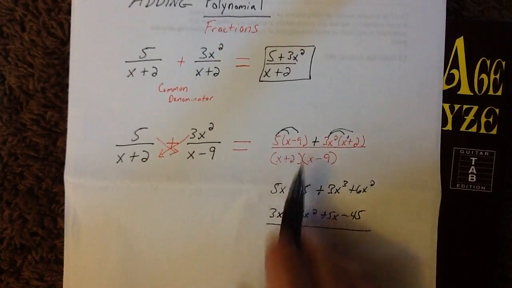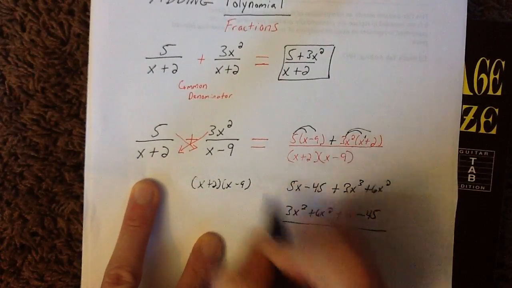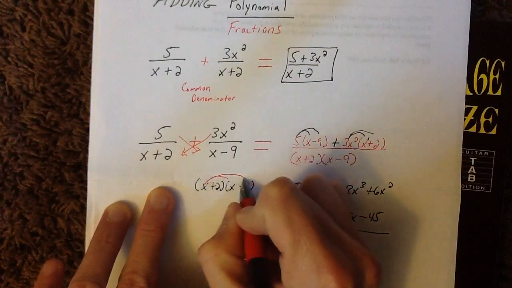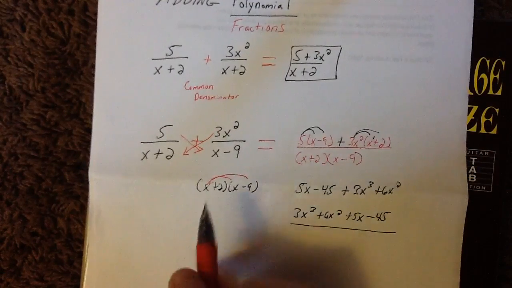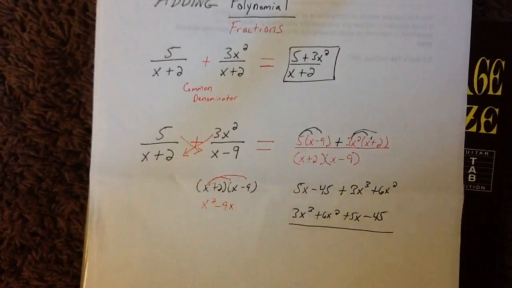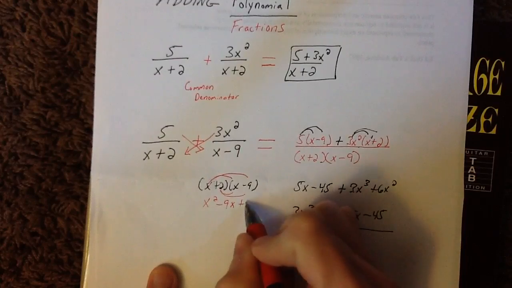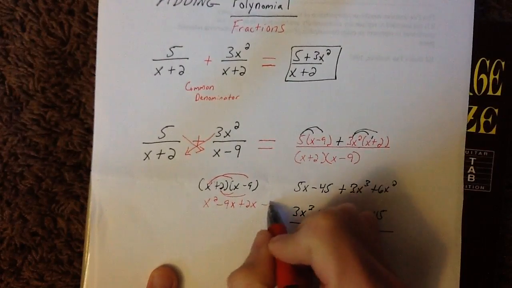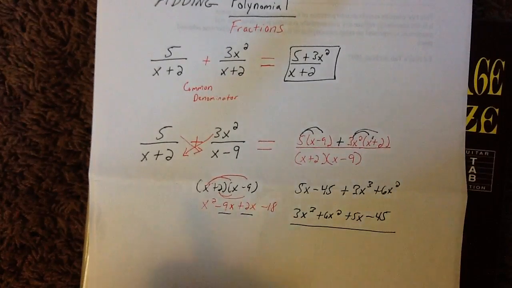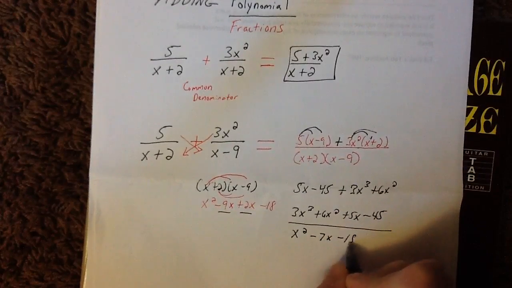Now I need to work on the denominator. I'm going to do that over here. This is the FOIL method. So I need to distribute the x to the x and the negative 9. X times x is x squared. X times negative 9 is negative 9x. 2 multiplies through. 2 times x is positive 2x. 2 times negative 9 is negative 18. You end up with like terms in the middle. If you combine those, you end up with a final denominator of x squared minus 7x minus 18.